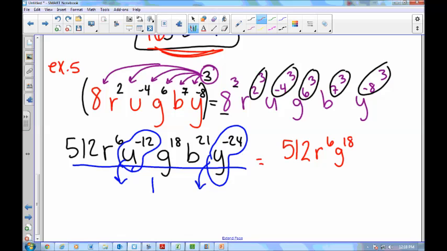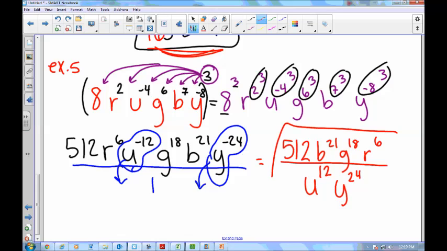G to the 18th, B to the 21st. Are those in alphabetical order? Let's try again. Okay. B to the 21st, G to the 18th. Then, in alphabetical order, which one comes first for the denominator? Will it be negative 12 or positive 12? Positive, since we're changing location. That is the final answer.